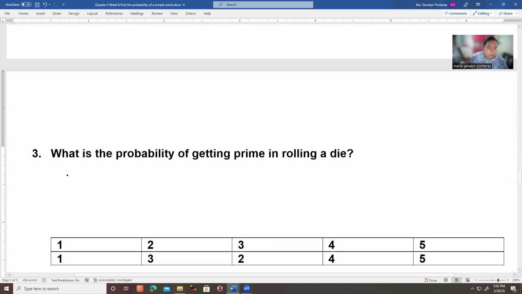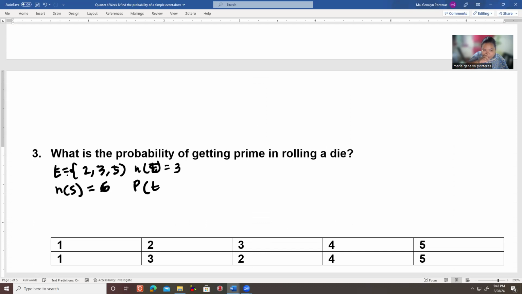How about the probability of getting a prime? What are the primes again? You have 2, 3, 5. So cardinality is 3, and the sample space is 6. So probability, N of E over N of S, is 3 over 6, or 1/2. So the probability of getting a prime is 1/2.